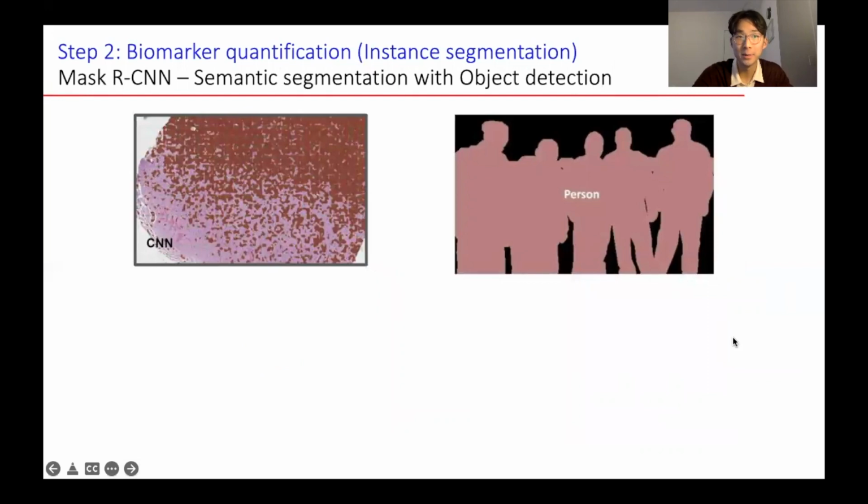Moving on to the next step then is the biomarker quantification. And in this case, we're using something called instance segmentation, which is essentially semantic segmentation using the convolutional neural network, but with the added addition of object detection.